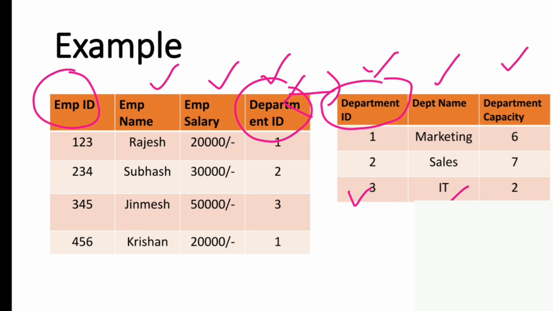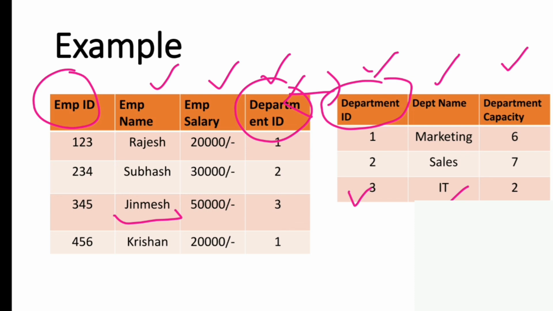Right? So we have a person named Jinmesh who is working in department ID 3. Now you can go and check which department that is. And if you go and check department ID number 3, you will find it is the IT department. Alright, it is the IT department. So this is how we make connections between two tables which have different attributes. So this is about the foreign keys.